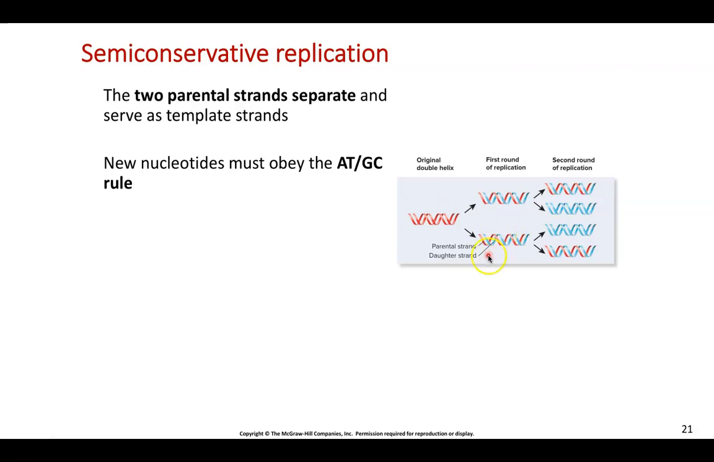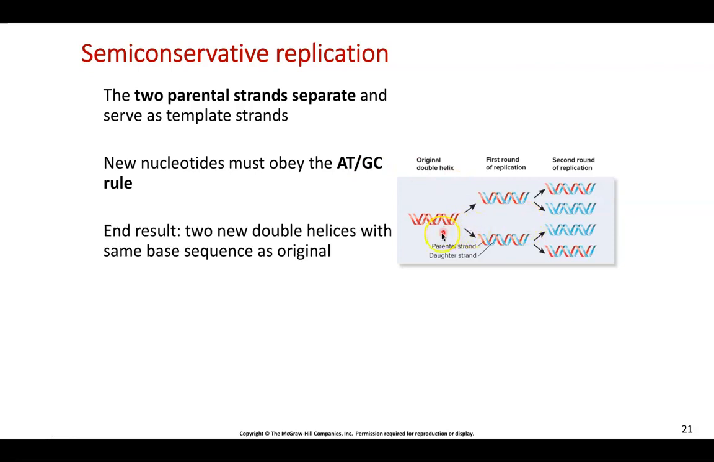The new nucleotides that come in that form the daughter strand have to obey this ATGC rule. If not, it's going to be a problem. You're going to start making a different strand than you intended. But because we know this ATGC rule does not fail us, in this first round you're going to end up with two strands that have the same exact genetic material as the first strand.